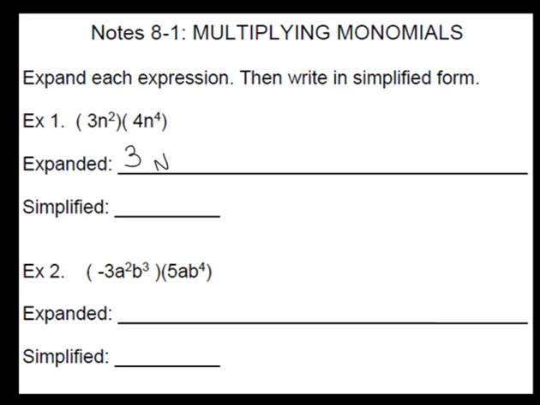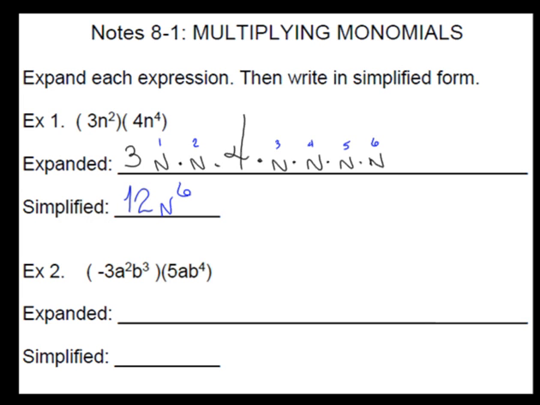3n times n times 4 times n, 2, 3, 4 of them in here. With this, we go through and multiply our coefficients together. Our 3 times 4. 3 times 4 is 12. And then it's just a matter of counting up how many n's do we have. Well, I have 1, 2, 3, 4, 5, 6. I have 6 of them, so I now have n to the 6th power.